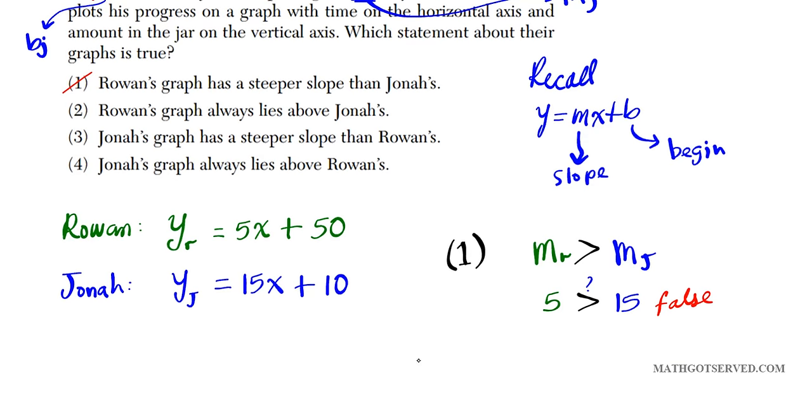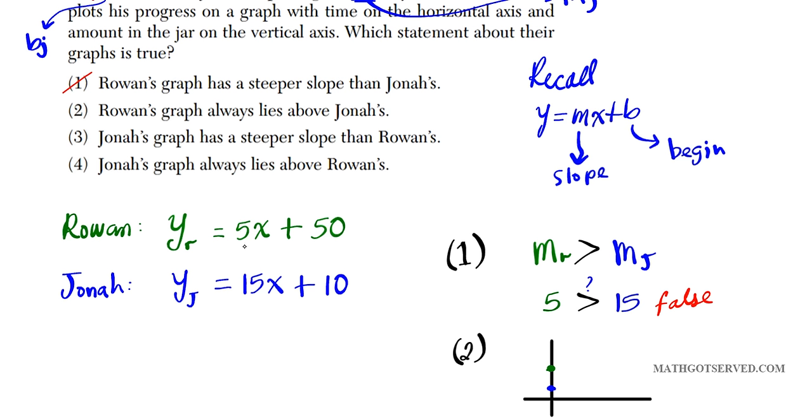The second statement says, Rowan's graph always lies above Jonah's graph. Is that the case? Now let's take a look at where they begin here. We're going to make a tiny little graph just to give ourselves a visual. Rowan has a higher starting value. He has a starting value of 50. Let's put it right here. And Jonah has a lower starting value of 10. But what do you notice about their growth rates? Rowan's growth rate or slope is smaller than that of Jonah.